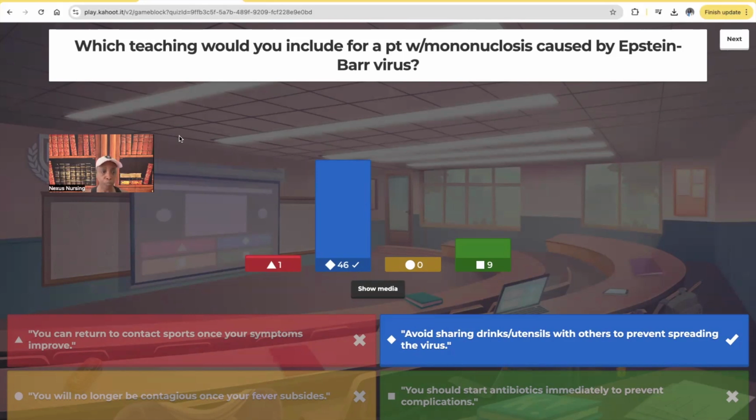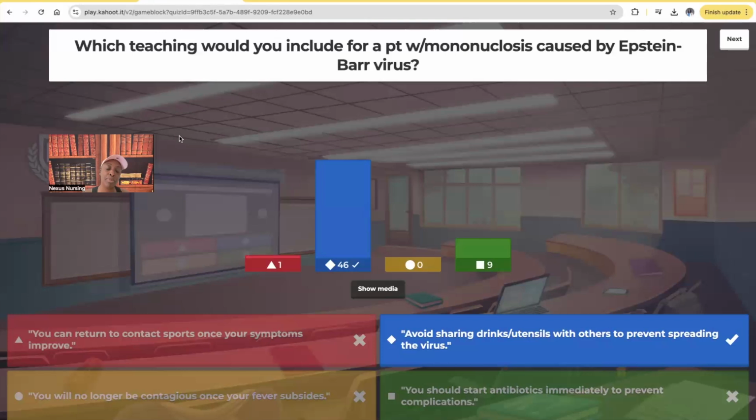Forget about it. Next, you'll no longer be contagious once your fever subsides. That's not true. Even though the fever subsides, you can still be contagious for weeks, even months after those symptoms have diminished or gone away. So that's false. And then, you should start antibiotics immediately to prevent complications.